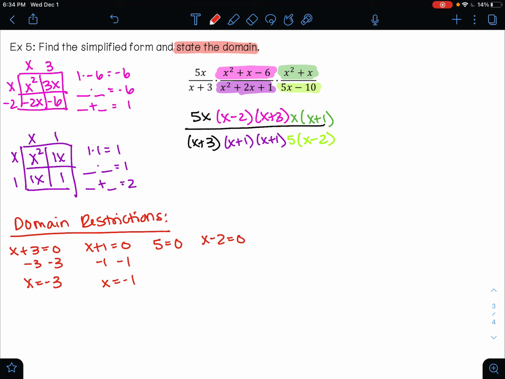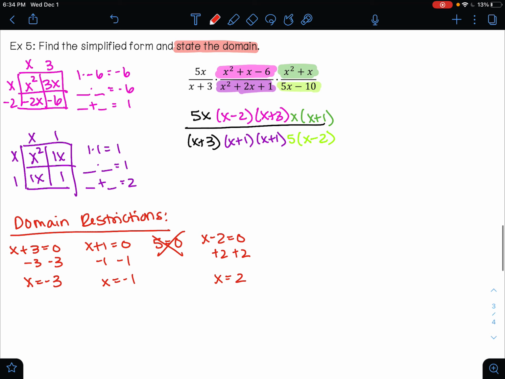There's no variable to solve for here. So when this happens, you're looking to see if you have a true or a false statement. Does 5 equal 0? No, it's a false statement, and so it doesn't affect anything. If you were to have a true statement, then all real numbers would be your excluded values. And then for this last equation, to undo subtraction, I'll do addition and get x equals 2. So my domain will be all values of x such that x does not equal negative 3, negative 1, or positive 2.